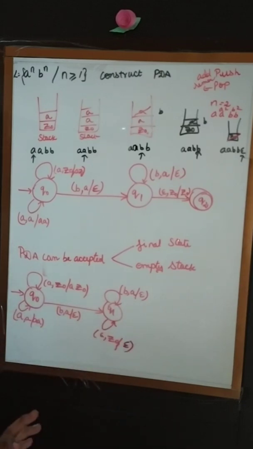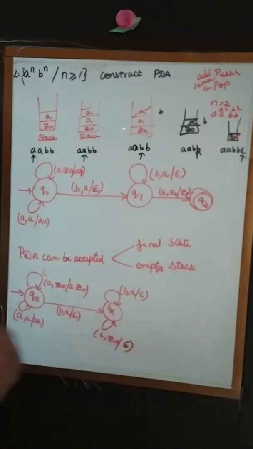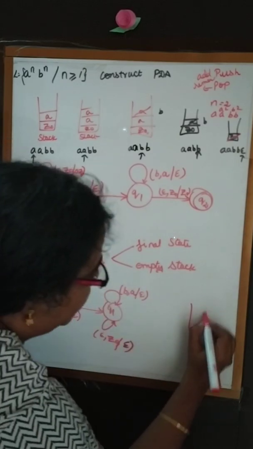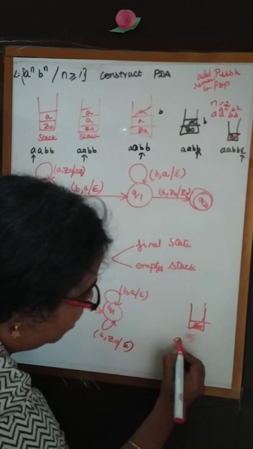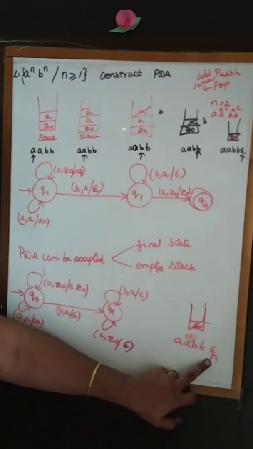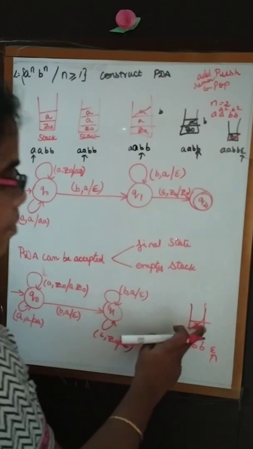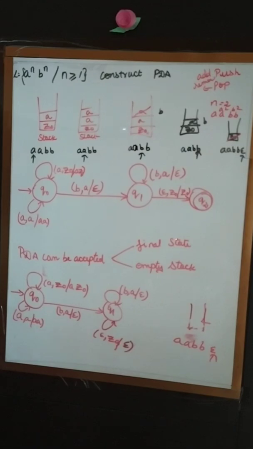Here Q1 will not be the final state. There will be no final state. Instead, Q1 we are emptying it. Nothing is there on the top of the stack. That means if Z0 is there and, for example, AA, BB, epsilon, on seeing the epsilon as an input symbol and Z0 is there, I will be removing my Z0. So nothing will be there. This is said to be emptying the stack.